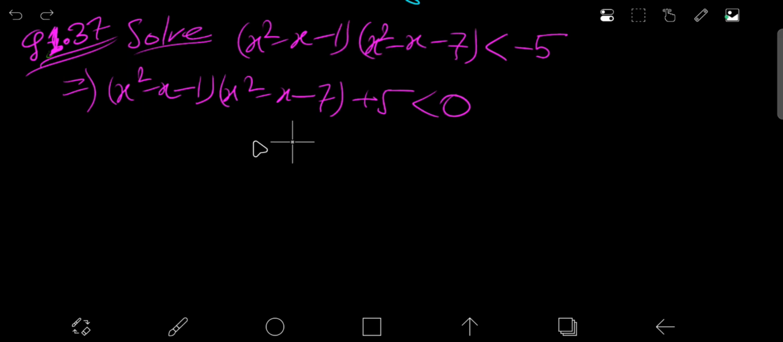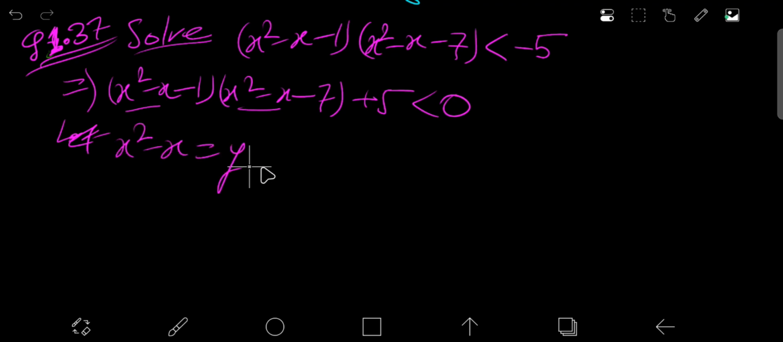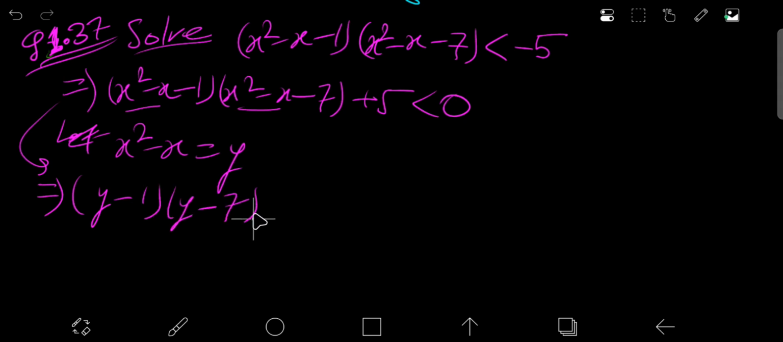Now here we assume that this type of solution is not possible directly, it creates a complex; we could solve it but it takes more time. So for ease, we take this term x square minus x equal to y. Now we put y in the place of x square minus x, so y minus 7 and plus 5 is less than 0.